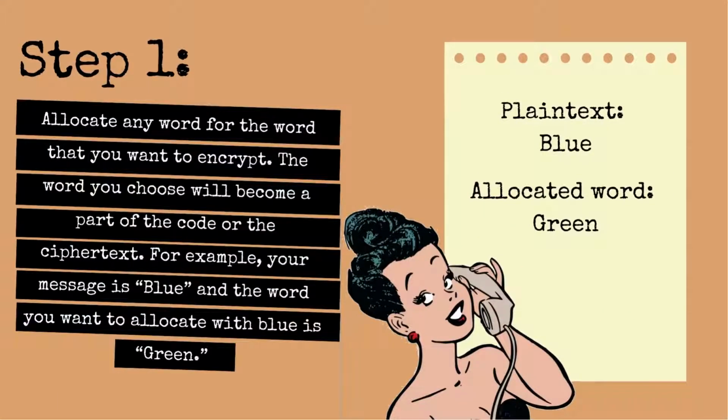Step 1. Allocate any word for the word that you want to encrypt. The word you chose will become a part of the code or the ciphertext. For example, your message is blue, and the word you want to allocate with blue is green.